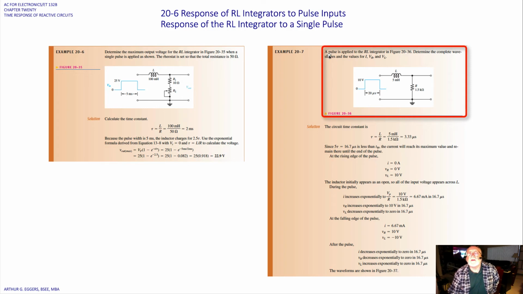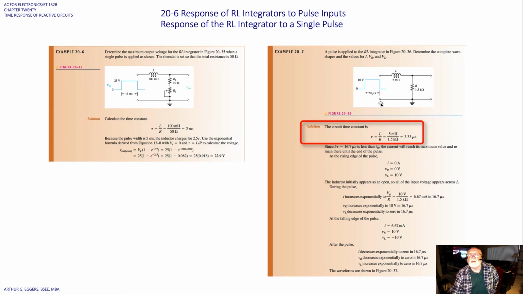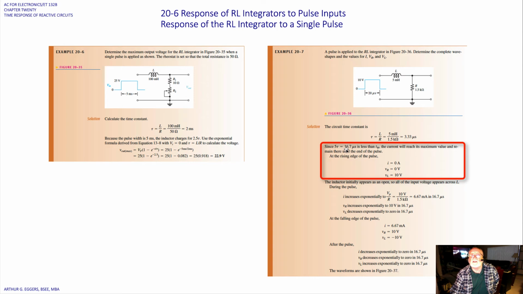A second example then. A pulse is applied to the RL integrator. Determine the complete wave shapes and the values for the current, the voltage across the resistor, and the inductor. So the time constant for this 5 millihenry, 1.5 k ohm resistor is 3.33 microseconds. Since 5 times the time constant, 17.7 microseconds, is less than the pulse width, which is 20 microseconds, the current will reach its maximum value and remain there until the end of the pulse.